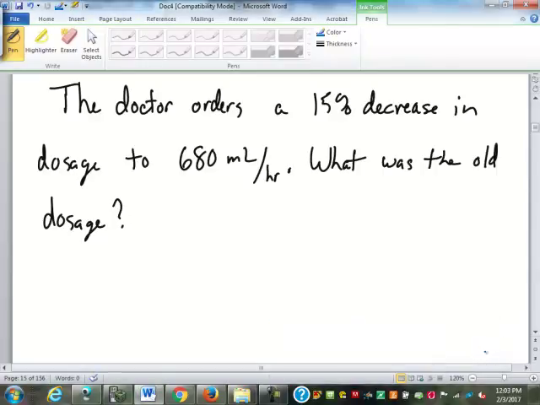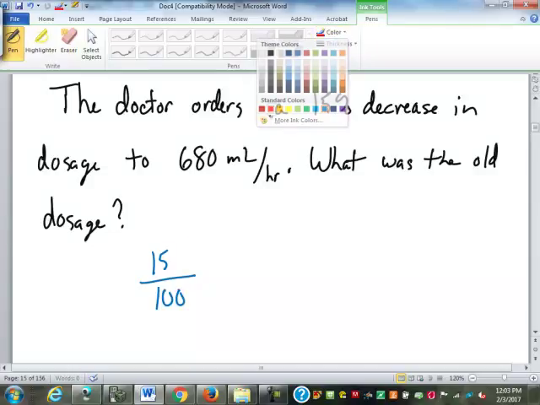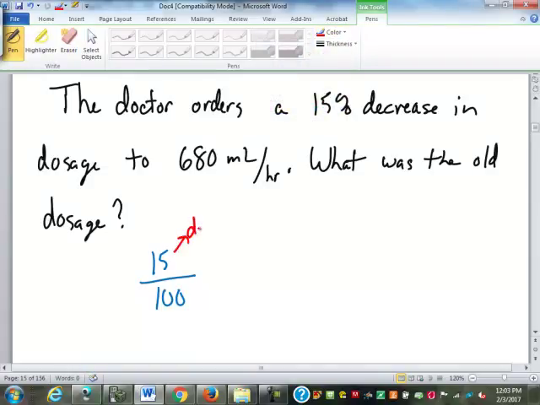Okay, let's take a look at this one. I forgot they had early release today. So let's take a look at this one. We've got the 15%. So make that 15 over 100. The 15 represents the decrease in dosage. 100%, remember, always represents either the whole thing or the beginning amount. That's the original dosage here.